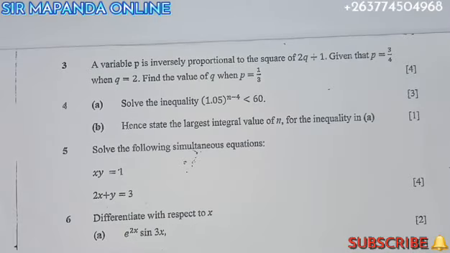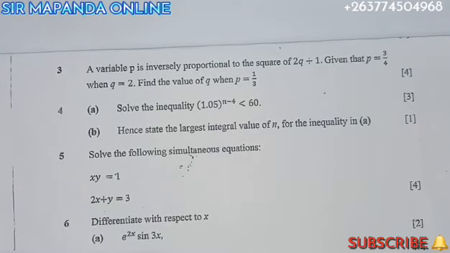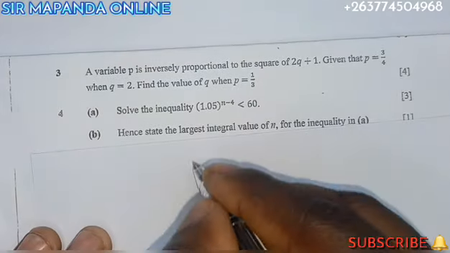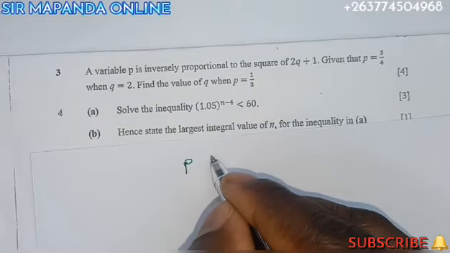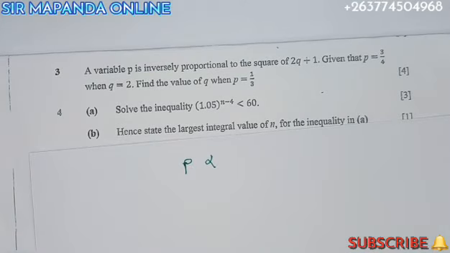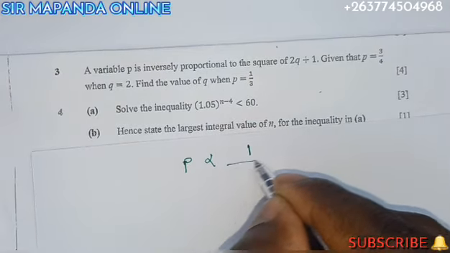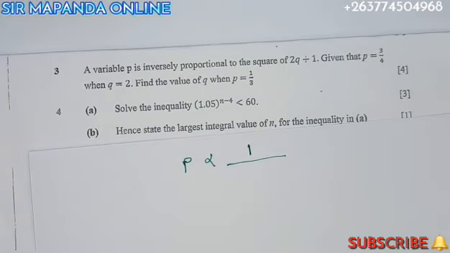Question number 3 is in line with the topic of variation, the one that you did at O level. It reads, a variable p is inversely proportional to the square of 2q plus 1. So firstly, you are going to write p, the variable given, right? Then you put the variation sign. So they are saying inversely. Inversely means 1 over something. So I'm going to write 1 on top to divide 1 with the something that is going to follow after the word inverse is mentioned.